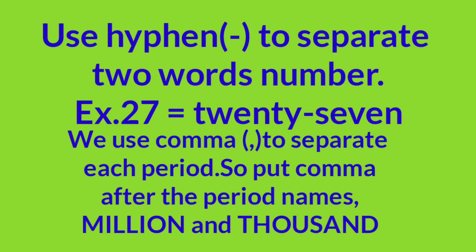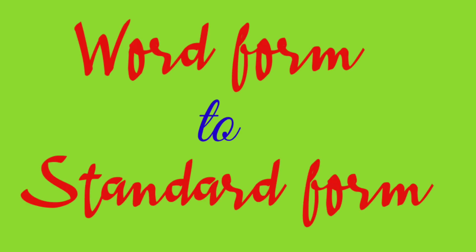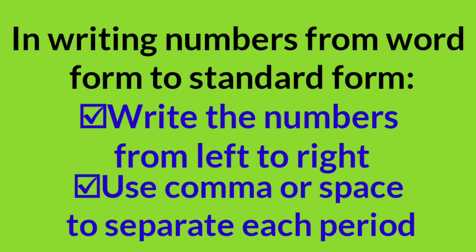So remember to use hyphen to separate two-word numbers, for example, 27. We use comma to separate each period. So put comma after the period names million and thousand. Let us proceed to word form to standard form. So we will make the word forms into symbols. Okay, in writing numbers from word form to standard form, write the numbers from left to right. Use comma or space to separate each period. So, in my examples, I will use comma to separate each period.